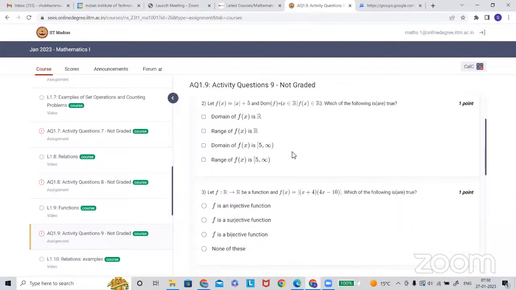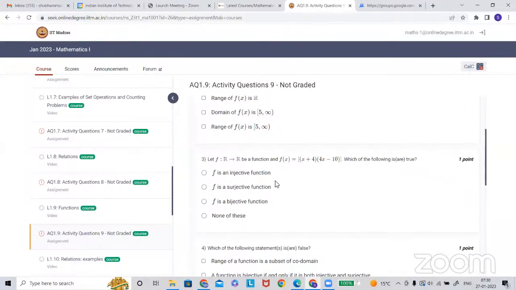The answer is none of these, but I'm not able to solve this question. The question is, we have a function from R to R, where the function is defined as mod of something, the product of two linear functions. Which of the following options are true? Is it injective, surjective? So how will we do this?